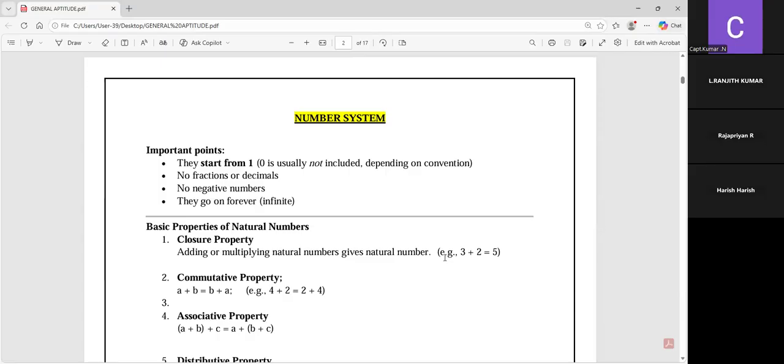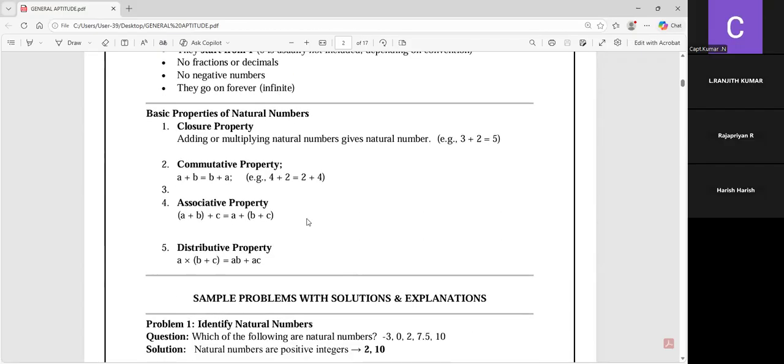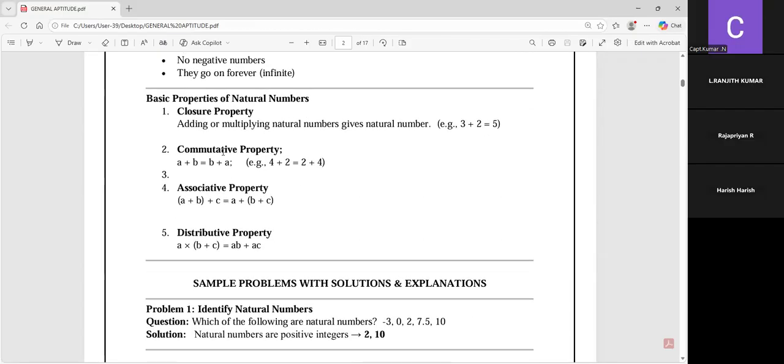Very first syllabus, number system. What is the number system? For example, it is identification. Generally, the natural number system starts from 1. We already know the name. There is no fraction, no decimal, no negative value. This is the main thing. It goes up to infinity. That is the main thing. That is a number system. So these are the basics.